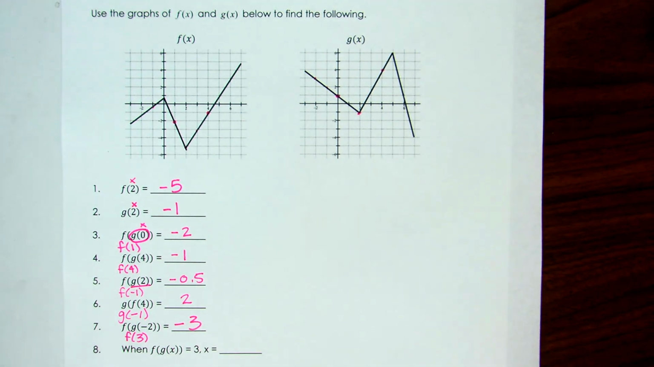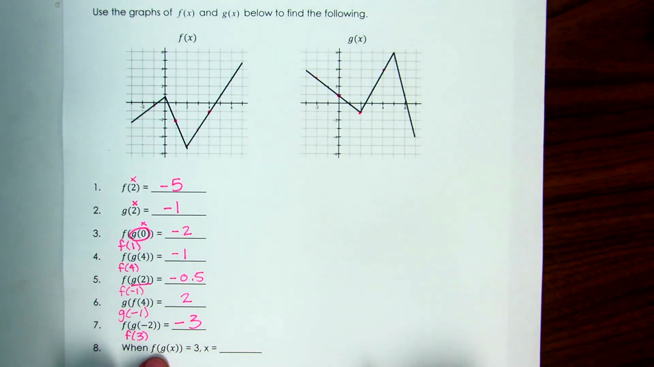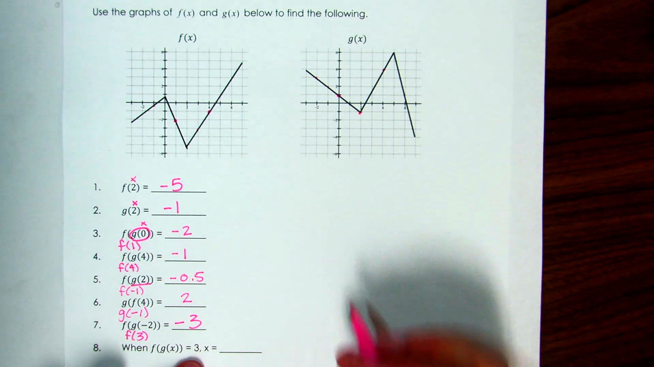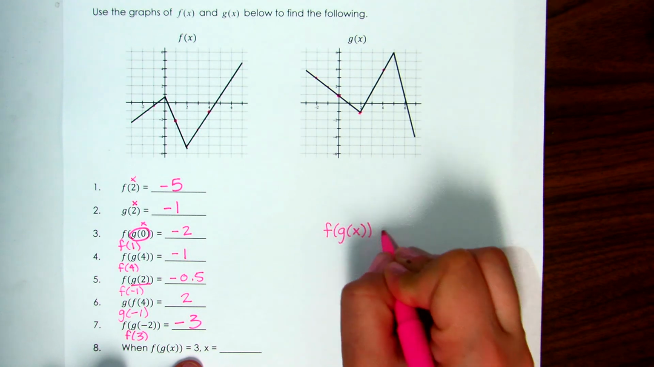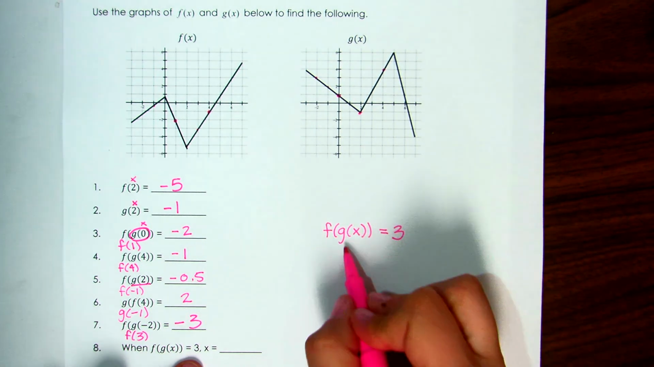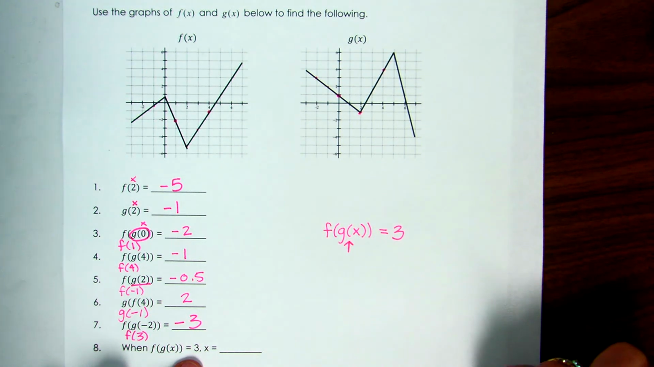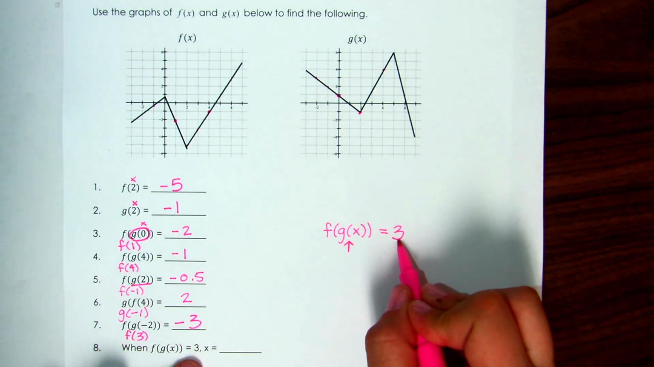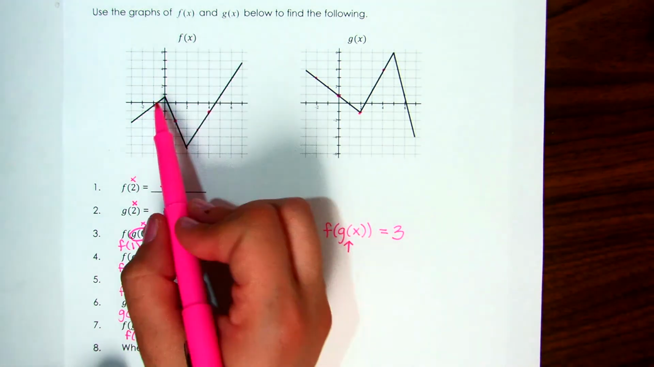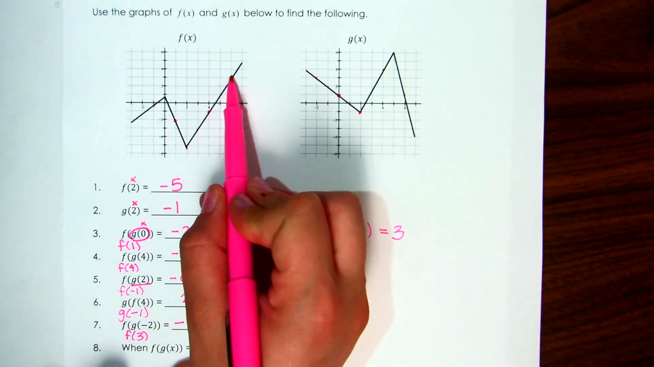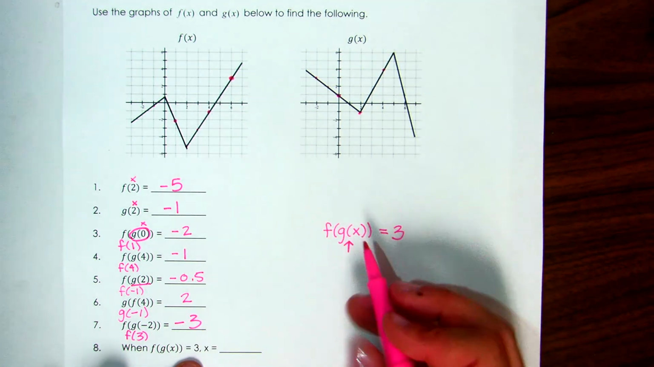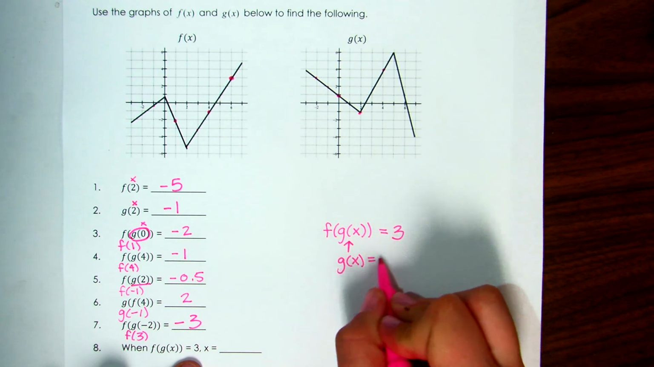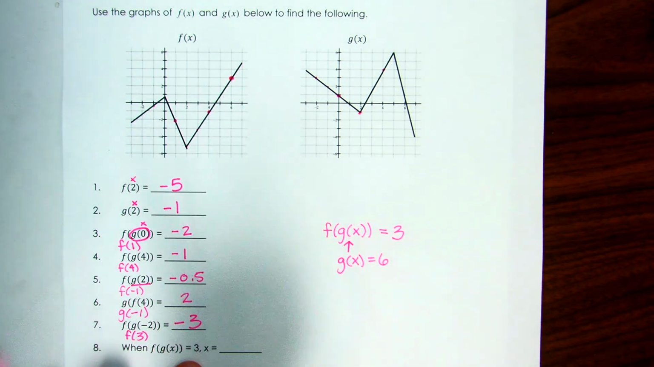The last one is a little bit of a challenge. We're doing f of g of x equals 3, and I have to find x. So if f of g of x equals 3, then whatever g of x is, y is 3 on the f graph. So on the f graph where y is 3, the x portion is 6. So g of x is 6, because at 6 it equals 3.